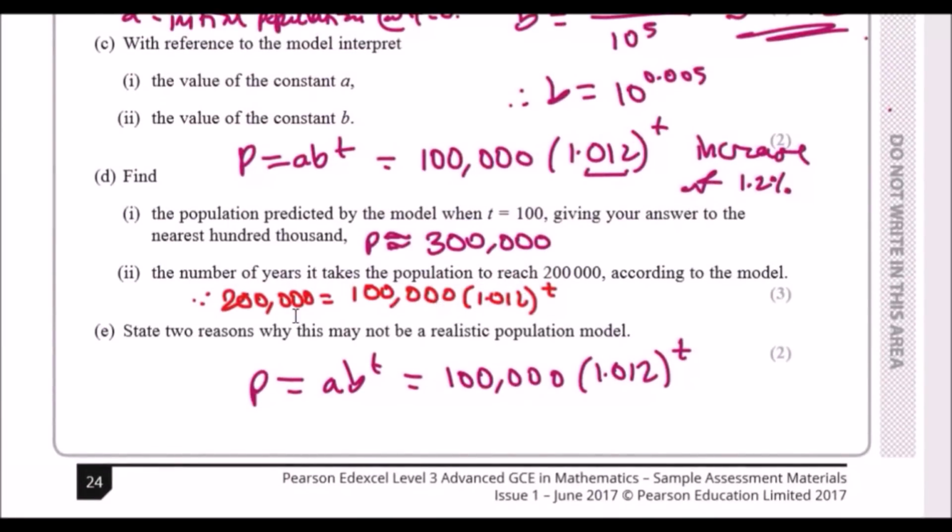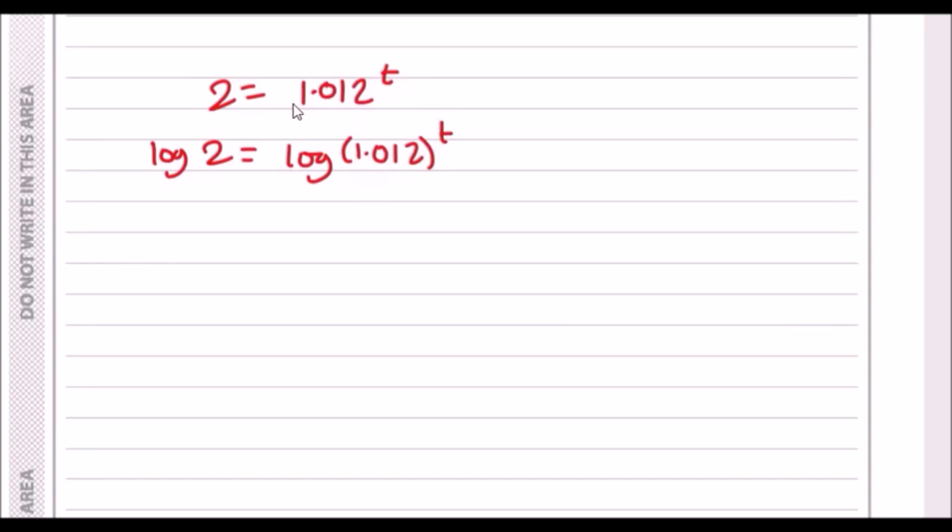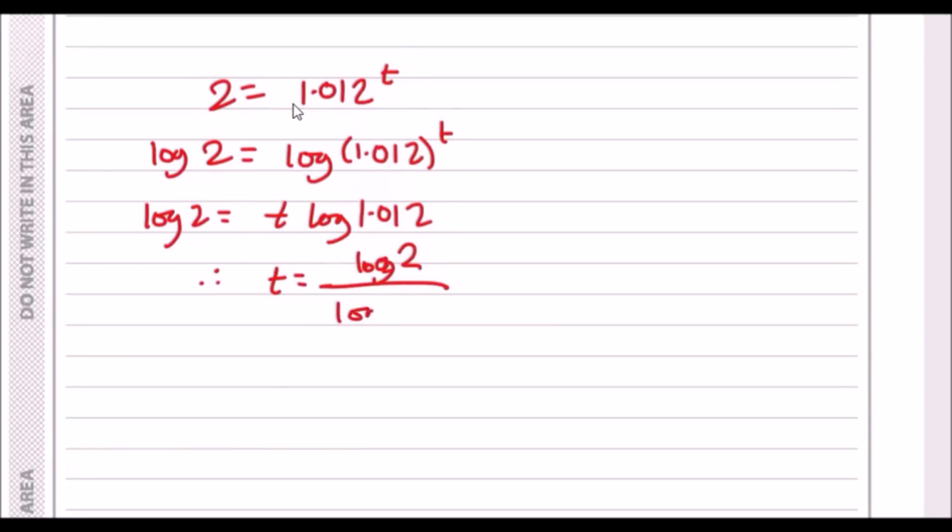Let's divide by 100,000 across. So we get 2 equals 1.012 to the power t. Now to solve this, just take logs on both sides. So we get log 2 equals log of 1.012 to the power t. Thanks to the properties of logs, the power drops in front of the log term. So we've got log 2 equals t times log 1.012. And finally, just divide across, and you should get t equals log 2 over log 1.012.